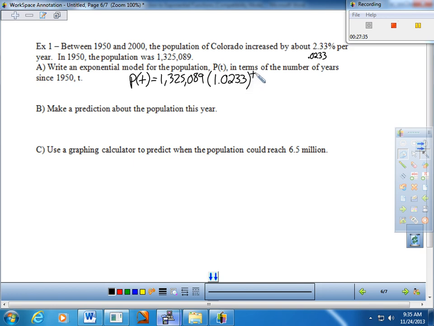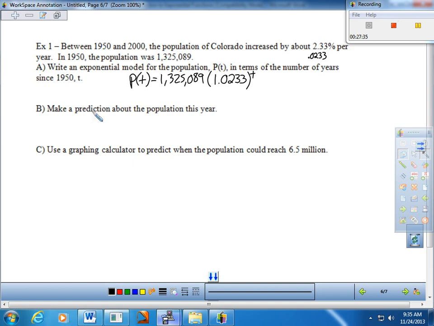And there's your model. I hope everyone, based on what we've seen before, is comfortable with this piece. Dependent, initial value, growth rate, which is 1 plus the percent, raised to the independent variable, in this case the number of years since 1950. All right, make your prediction about the population this year.